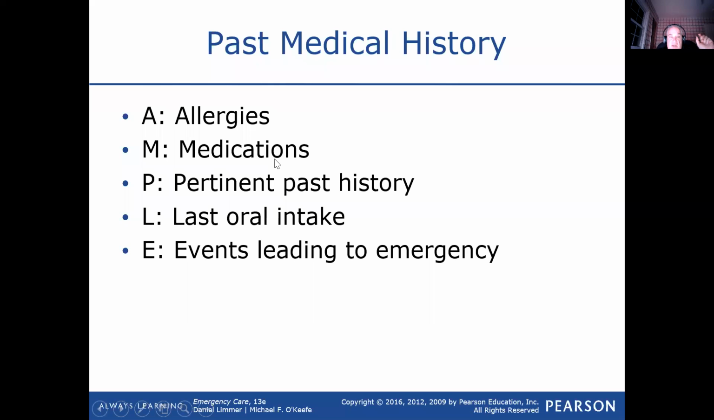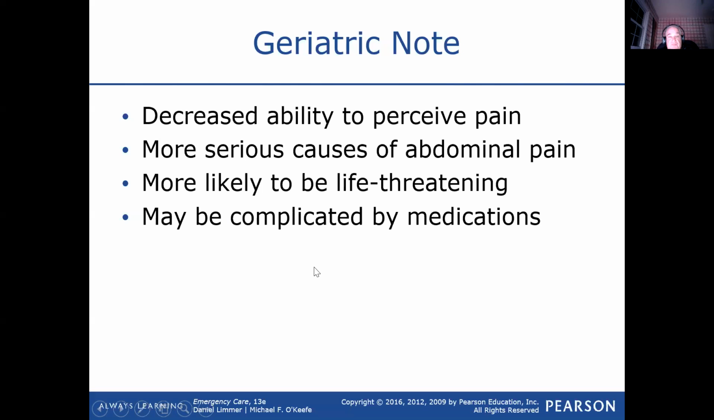Your allergies, medications, pertinent past medical history. Pertinent means that it has some kind of role in what you think is wrong with them. But I would ask about all past history. If you were leaning towards a hernia diagnosis, an important past history would be, have you ever had any surgery involving your abdomen? Okay. Last food, right? Last oral intake, and events leading up to the emergency, which is kind of like the onset. So the E here is kind of like the onset.